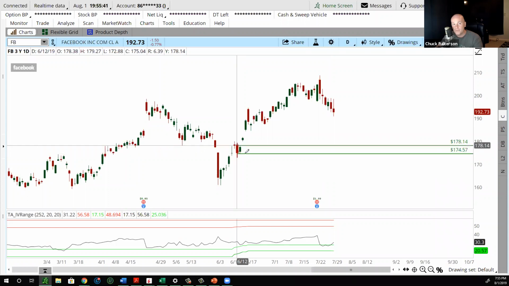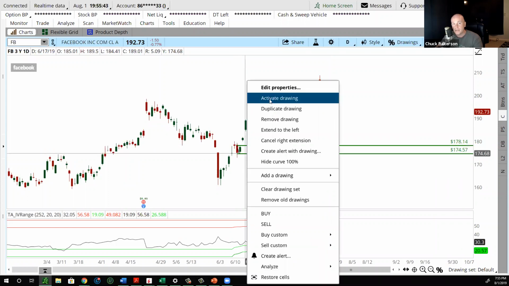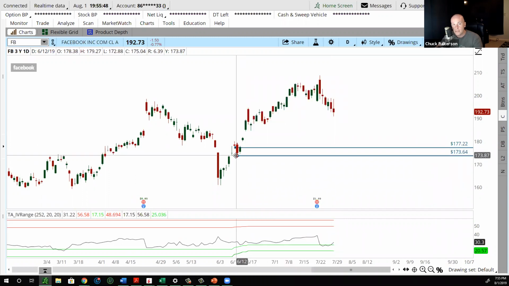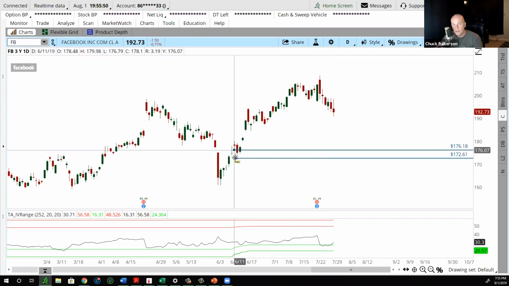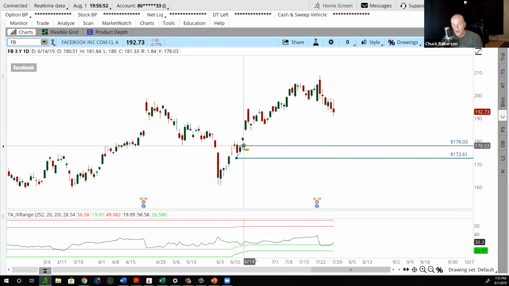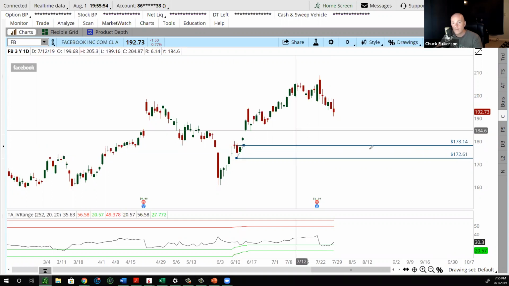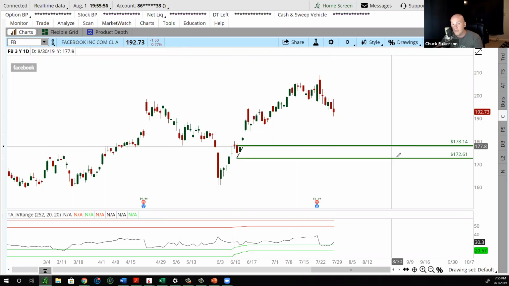Now, I can't just use this, which is technically a Harami candle. I've got to go all the way to this lower wick down here, and I'll wrap it around the top of this candle's wick. So that would be my zone, 178.14 by 172.61.